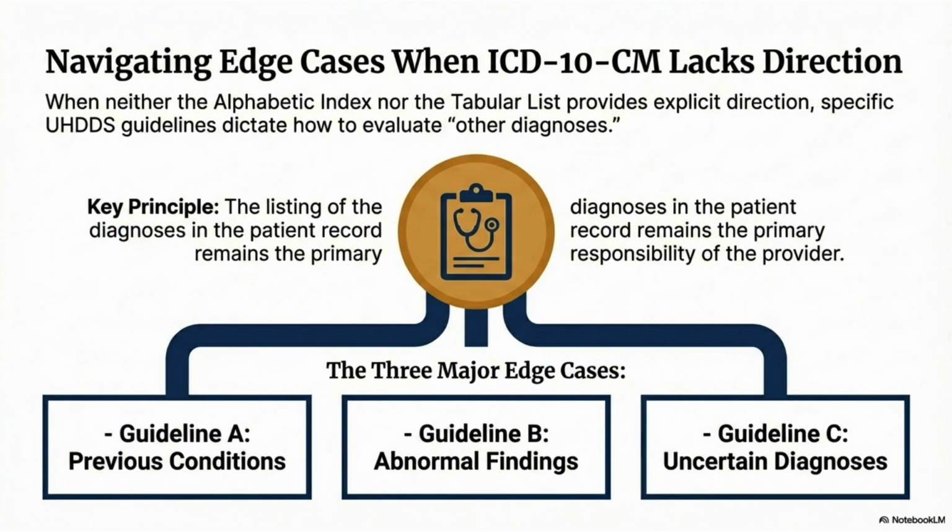When the alphabetic index and tabular list do not provide explicit coding direction, UHDDS guidelines step in. The provider's diagnostic listing remains the primary authority. 3 major edge cases require special attention: previous conditions, abnormal findings, and uncertain diagnoses.